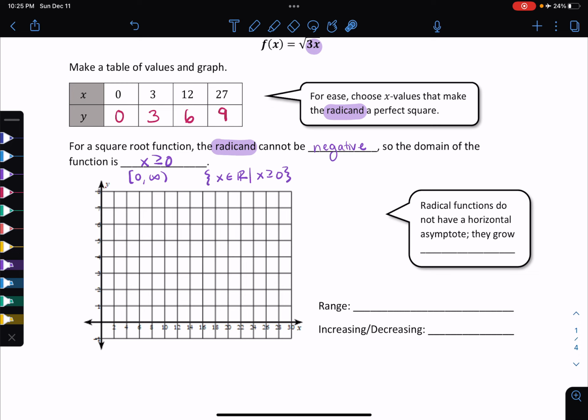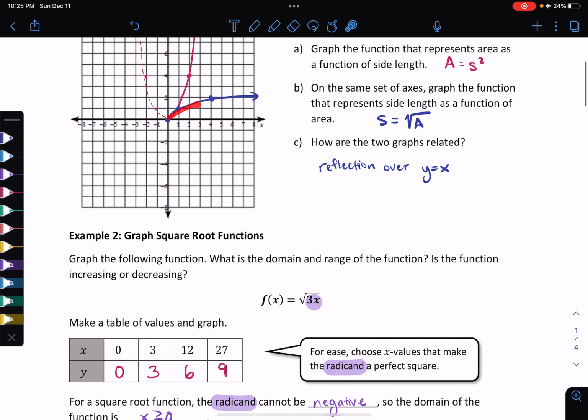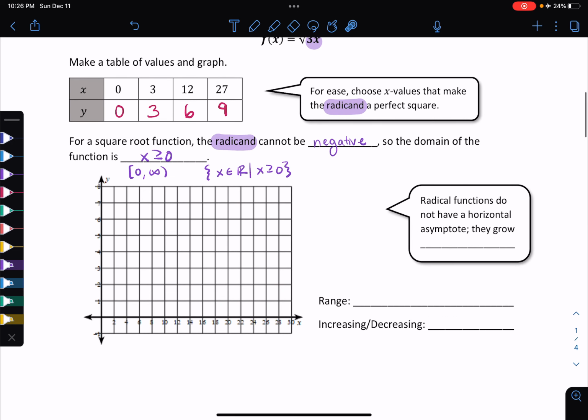So radical functions do not have a horizontal asymptote, right? If you look at this function, it's going to keep growing, and keep growing, and keep growing, all right? They grow forever, or infinitely, or however you want to write that, okay?